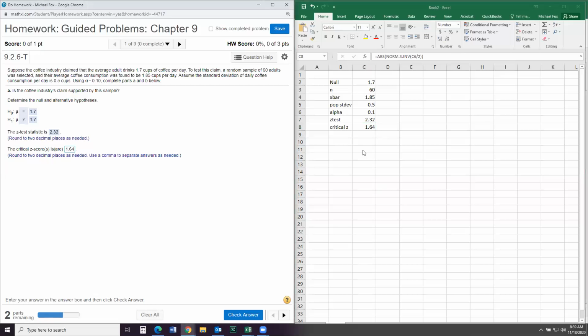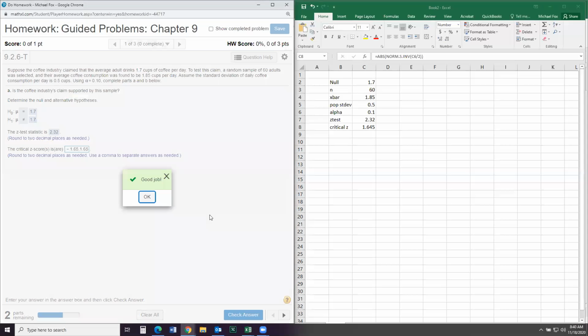Uh-oh, let's see what we did wrong here. Well, for one thing, that's weird. It rounded weird, right? 1.645 should round to 1.65. You know what else though it's going to want is, because this is a two-tailed test, it wants us to do negative 1.65 comma 1.65. Again, I've got my zoom controls in my way. Let's see. There we go.